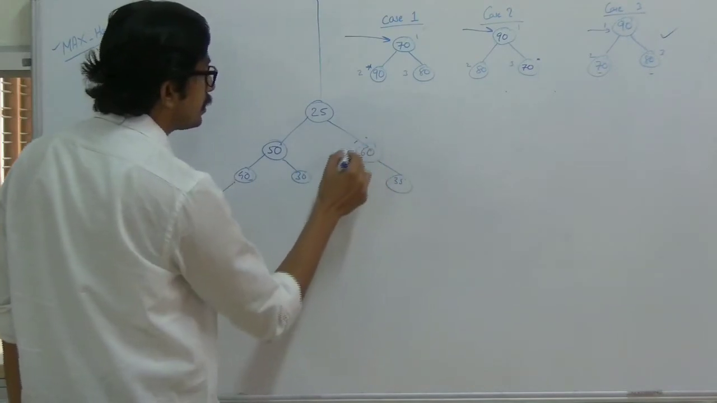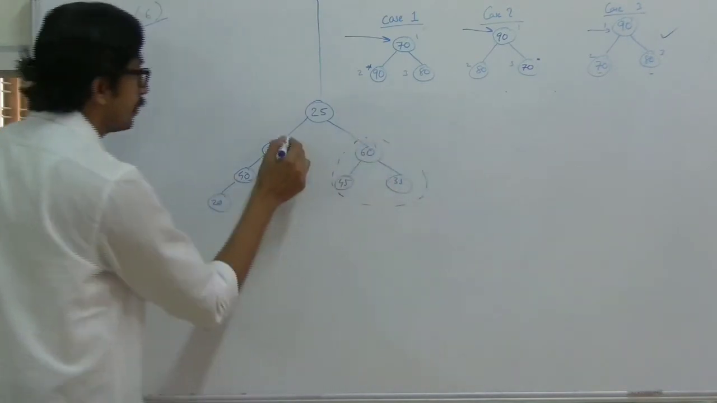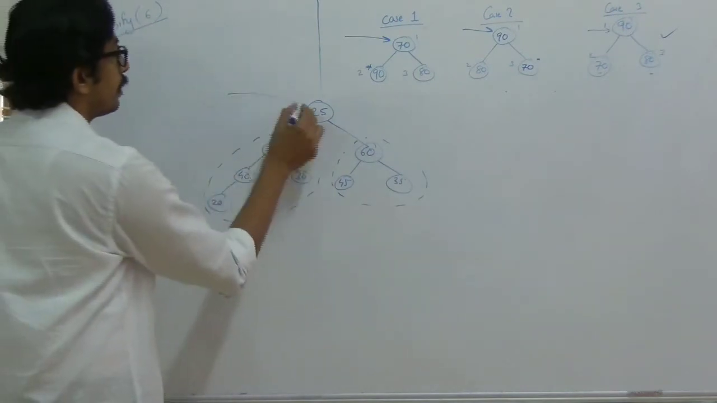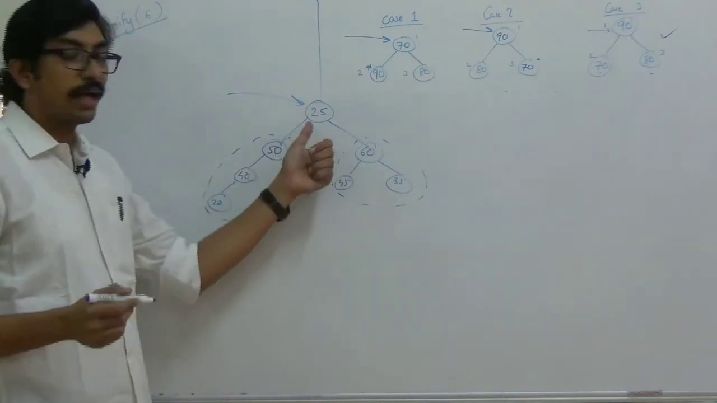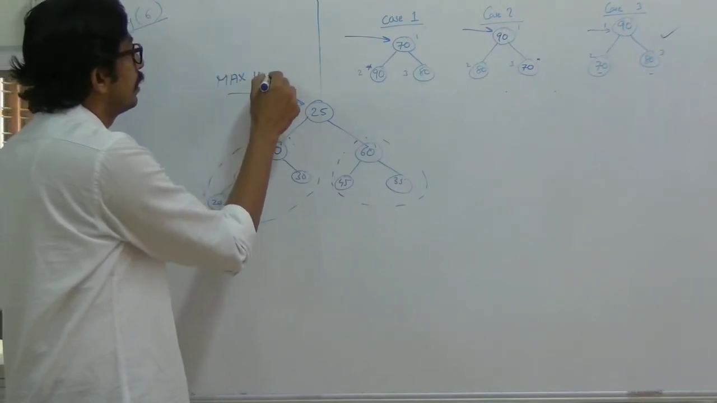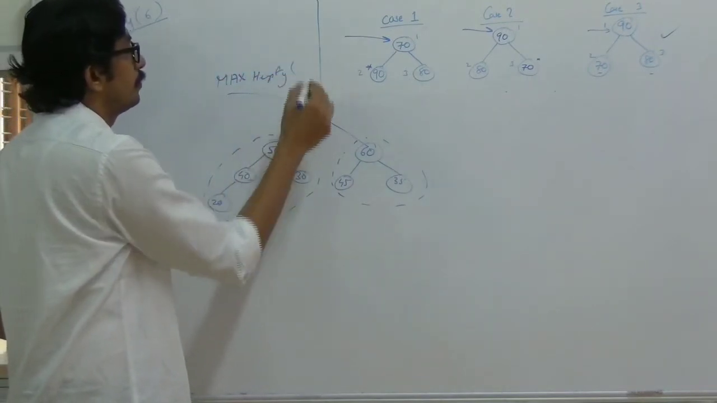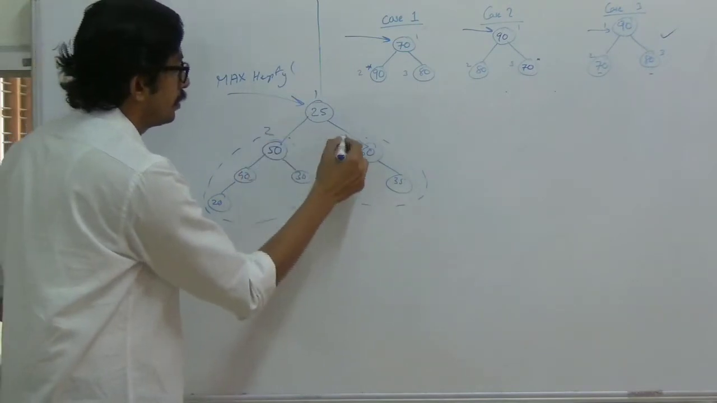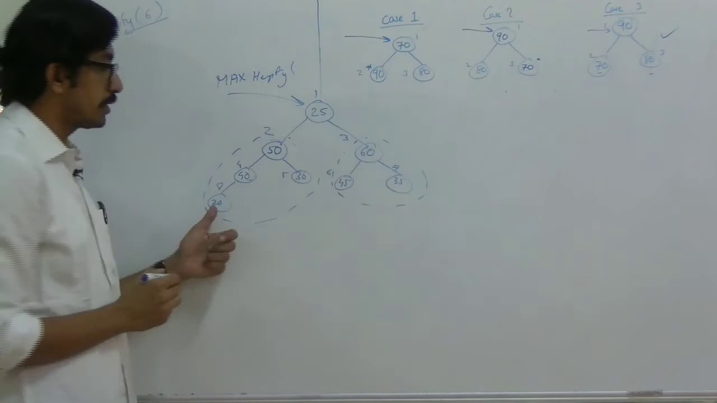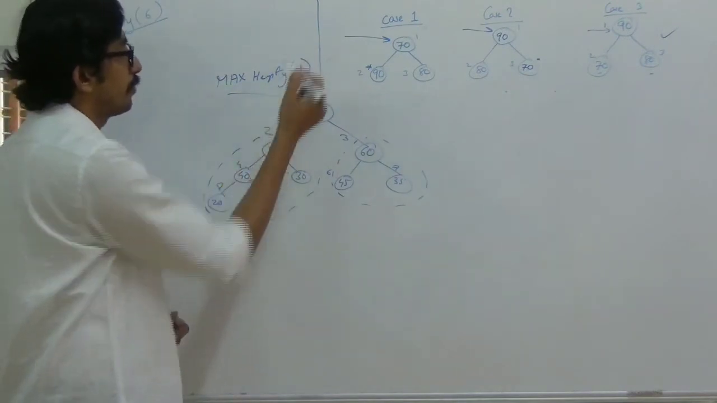So you can see this is already a max heap. This is also already a max heap, and here is the place where we are having a violation. So here we will call max Heapify of child, numbered 1, 2, 3, 4, 5, 6, 7, 8. So the heap size is 8. We are calling max Heapify of 1.